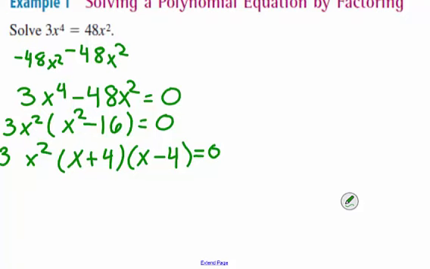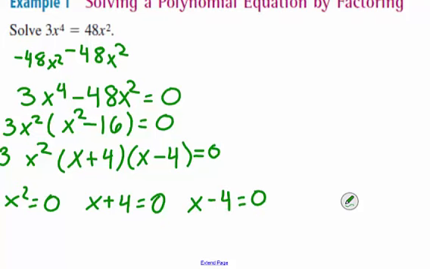So now we just have to find what makes all these zeros. So we can say, well, 3x squared equals 0, or just x squared. x plus 4 equals 0 and x minus 4 equals 0. So take the square root of 0, we get 0. Subtract 4 from both sides on that one, and there we go. Now we can add 4 to both sides. So our solutions are 0, negative 4, and positive 4.